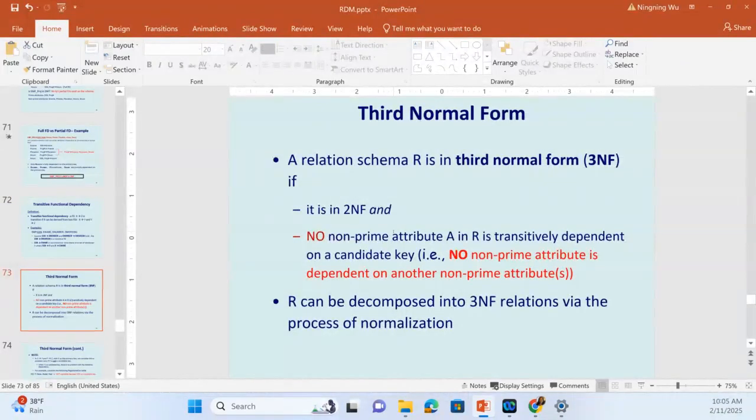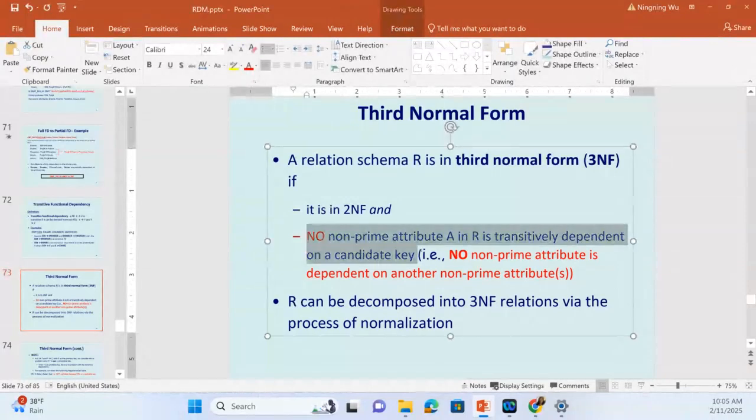Now let's study the third normal form. We know that the second normal form does not allow partial functional dependency in terms of the primary key. Then the third normal form: if a relation schema is in third normal form, it must be in 2NF first. Then no non-prime attribute A in the relation is transitively dependent on the candidate key. This condition is very important.